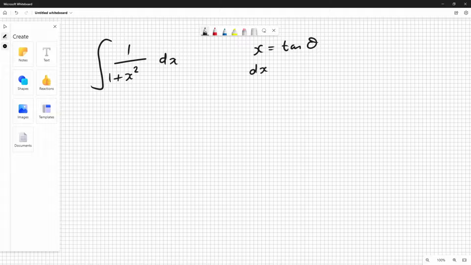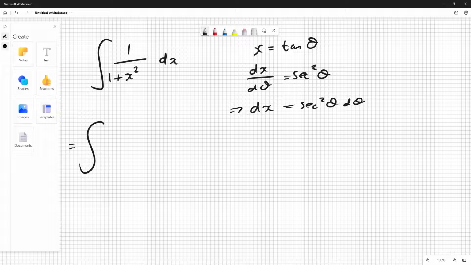So differentiating, we get dx by d theta equals tan goes to sec squared. So multiplied by d theta, you get dx equals sec squared theta d theta. Now, if I just rewrite this integral using our new information, 1 over 1 plus x squared, which is tan theta squared, so tan squared theta, multiplied by sec squared theta d theta.